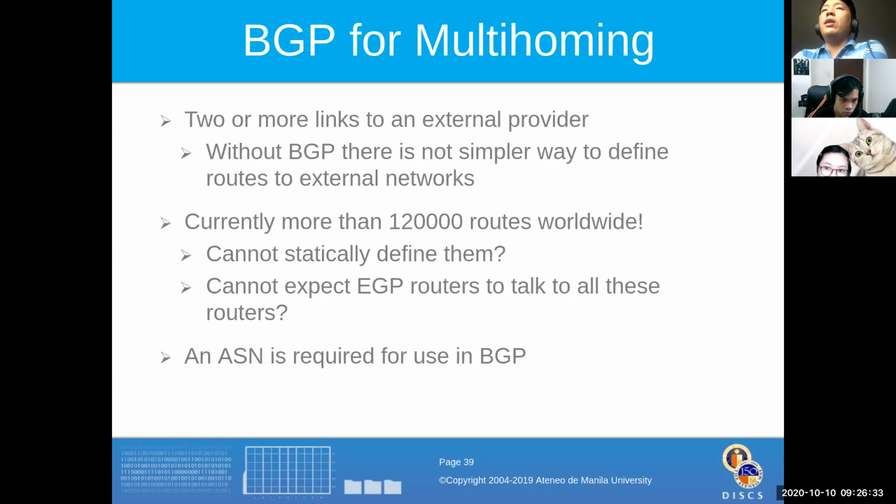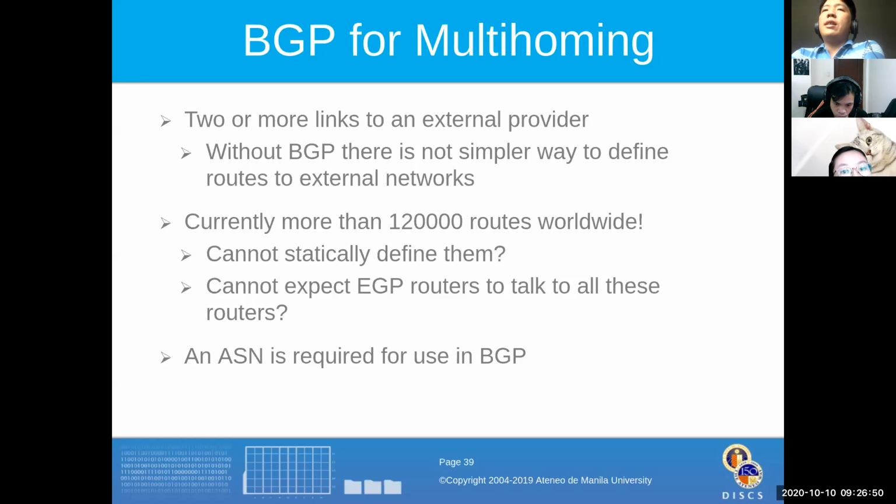And that is the number one use case for BGP. That's why organizations like Ateneo, for example, have a BGP number, LASAT has a BGP number, etc. Because we are organizations with large bandwidth requirements. And that's why we have to buy bandwidth from multiple providers.